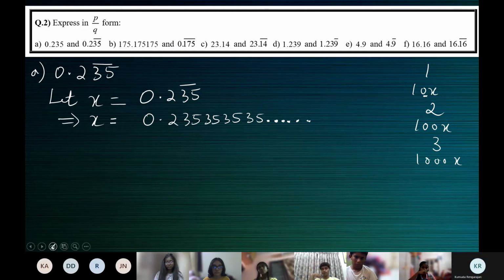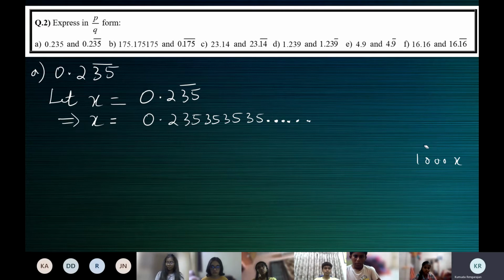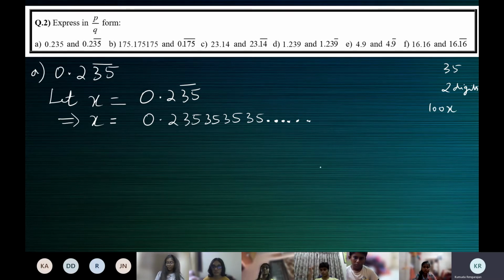Now, how many digits are repeating? 2 digits are repeating, so you should next find 100x. Because 2 digits, 3 and 5, are repeating, that means 100, 2 zeros. You should find 100x. If 1 digit repeats, you must find 10x. Since 2 digits are repeating, next we'll find 100x.